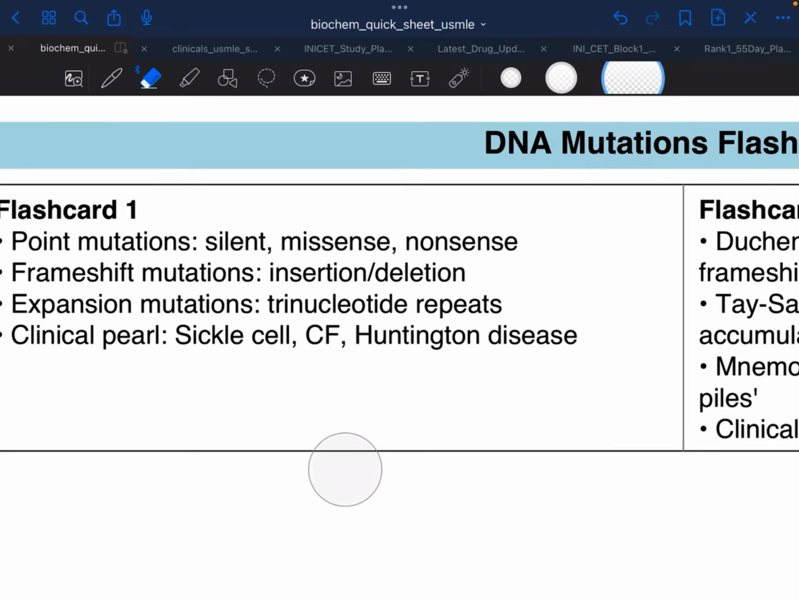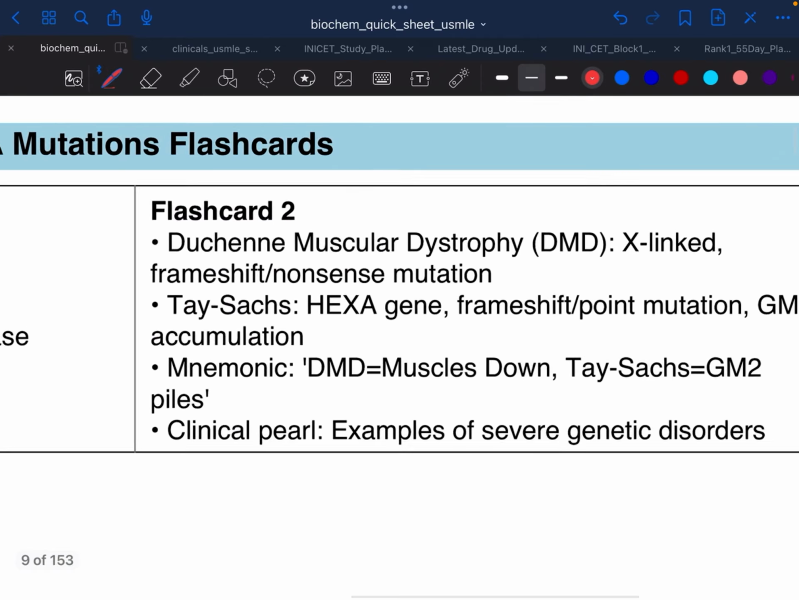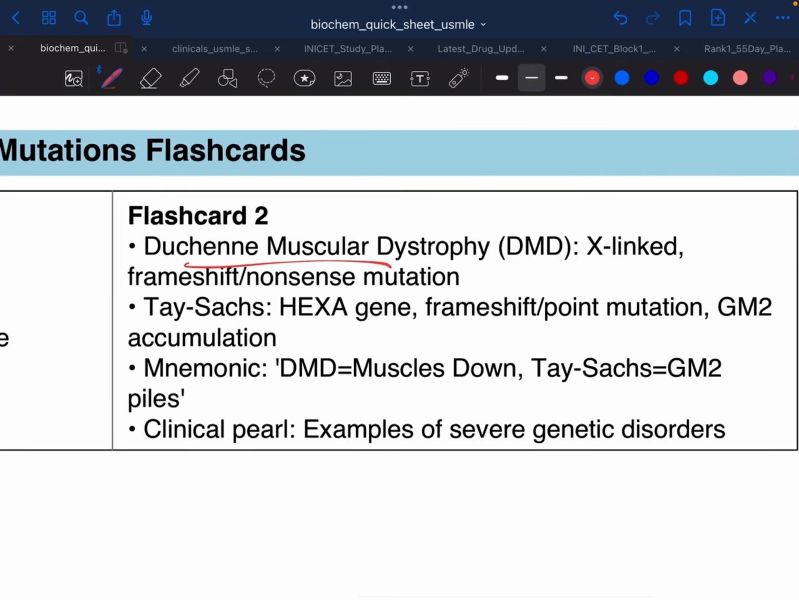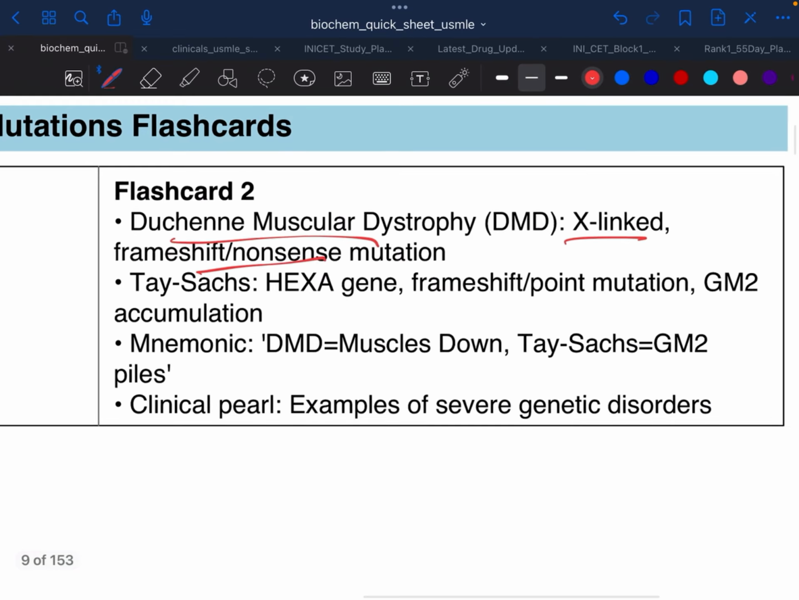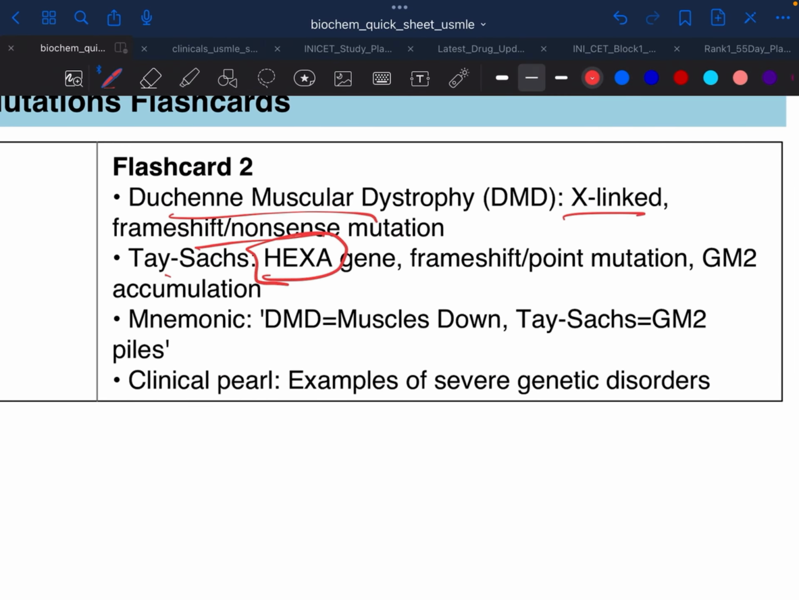Okay, so I have told you the clinical pearls in this, and now let's move on. This is the example, X-linked recessive nonsense mutation. Tay-Sachs also has a hexosaminidase A gene mutation. You should remember that. They can ask anything related to that. It can also come in NEET-PG nowadays, because they are also loving the first and second professional subjects nowadays. So frame shift mutation, point mutation, in GM2 accumulation.